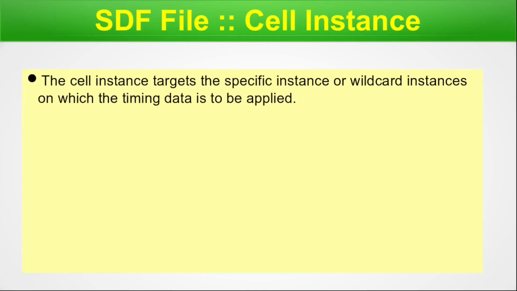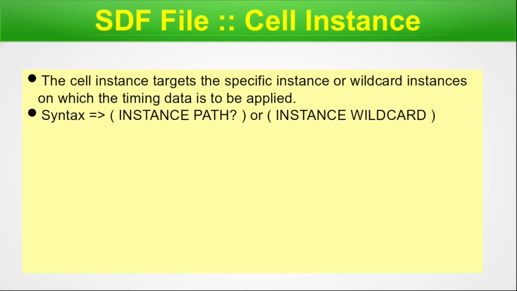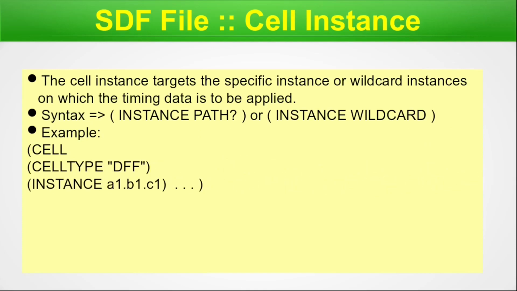The cell instance targets the specific instance or wildcard instances on which the timing data is to be applied. Syntax is like instance then path, or instance then wildcard. We'll see with the examples, we'll understand how. And instance means it's down the hierarchy up to a block, or even inside a block. So path comes from that factor. Example, cell, then we have cell type DFF, then we have instance, then A1.B1.C1 and we go on. Here the dot is the hierarchy separator. A1 is the topmost block and C1 is the instance.